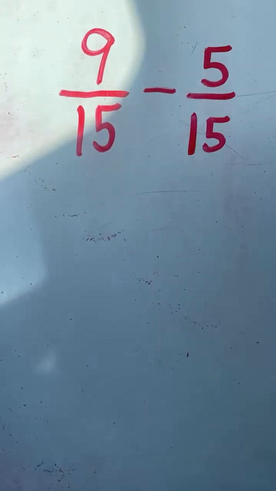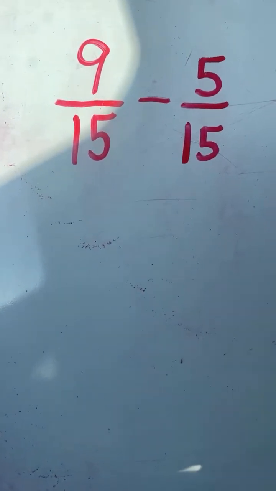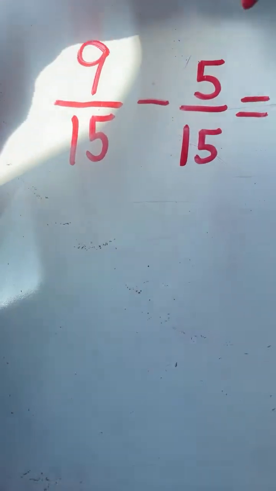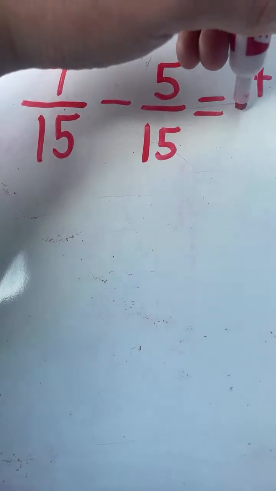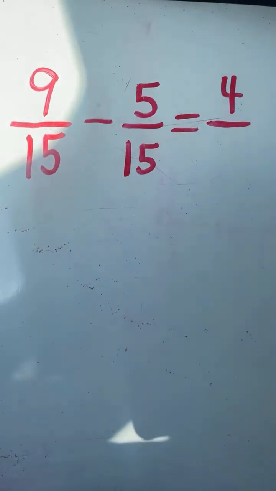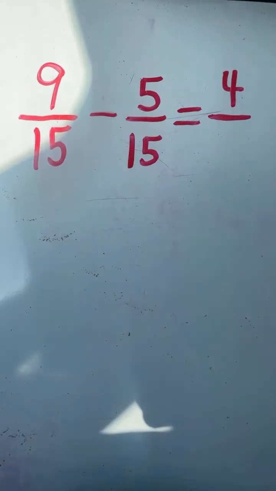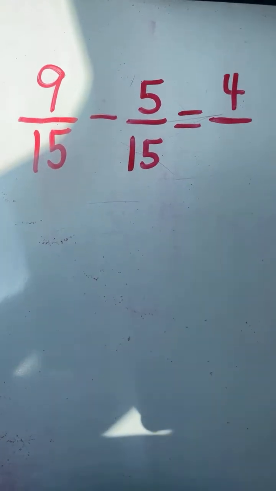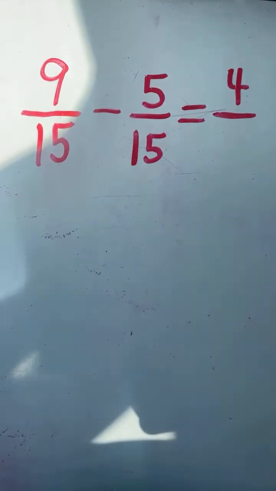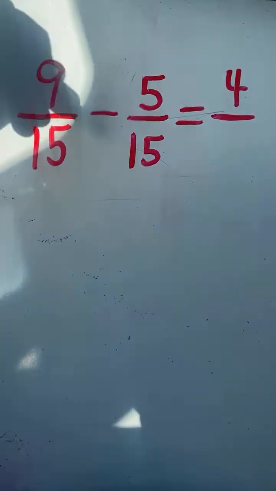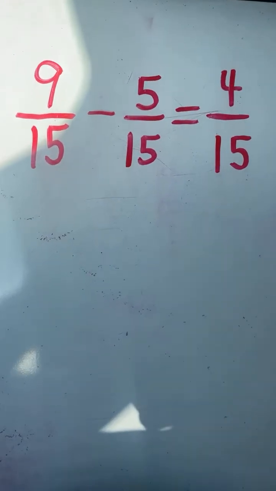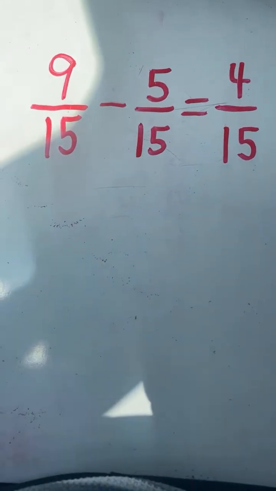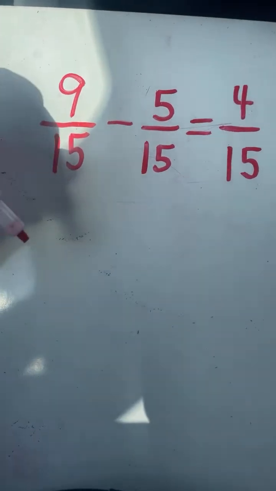9/15 minus 5/15. All right, so step 1, we subtract our numerators. 9 minus 5 equals 4. Step 2, we keep our denominators the same. The denominator is 15 for both fractions that we're subtracting. So the denominator is going to be 15 in our answer. 9/15 minus 5/15 equals 4/15. All right, next problem.